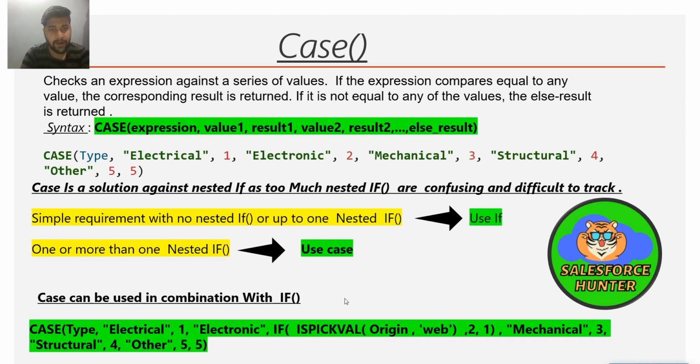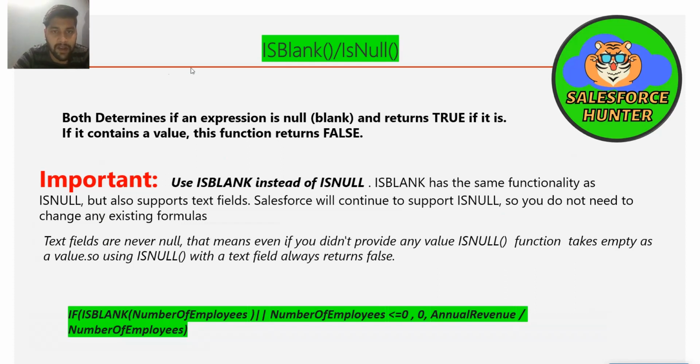Now let's move ahead and look into IsBlank and IsNull. What are IsBlank and IsNull? Both determine if an expression is null or blank. Basically, if the value of the field is empty, they return true, and if it contains a value, they return false. Both functions could be used, but IsBlank is preferred over IsNull. Why? Because IsNull doesn't work with text. IsBlank works with text and every other record type in the Salesforce ecosystem. That is why we prefer IsBlank. Though if you have any old formula with IsNull, no worry, Salesforce will keep supporting IsNull.